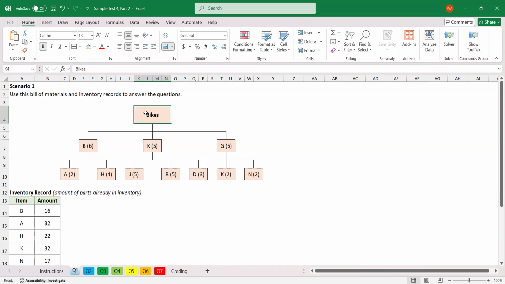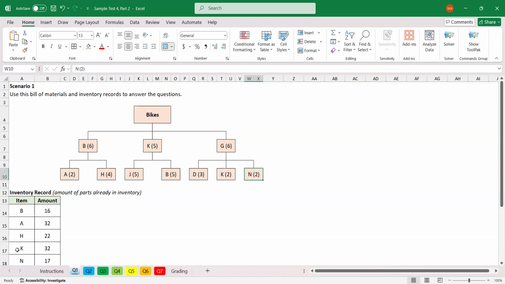For this type of question, you'll be told how much of each part is needed to make that one end unit. What I see here is that we need 6 parts of B, 5 parts of K, and 6 parts of subassembly G. Part B is composed of 2 parts of A and 4 parts of H. Part K is composed of 5 parts of J and 5 parts of B. And part G comprises 3 parts of D, 2 parts of K, and 2 parts of N.